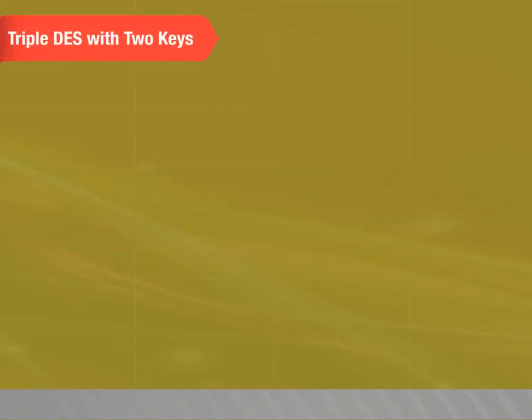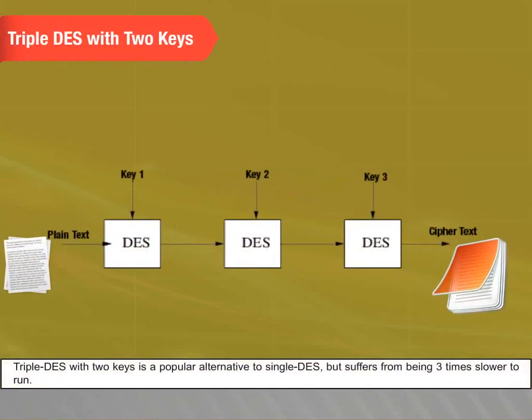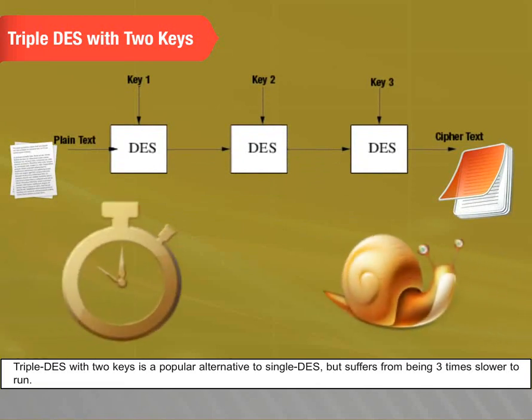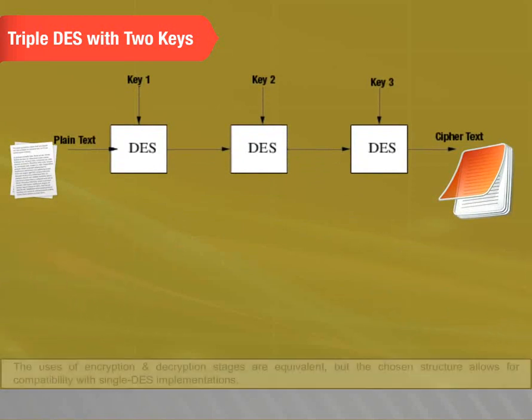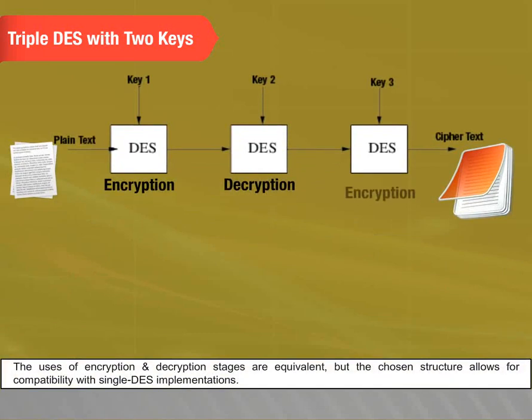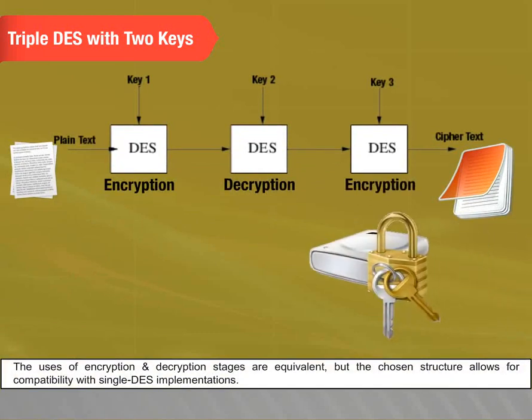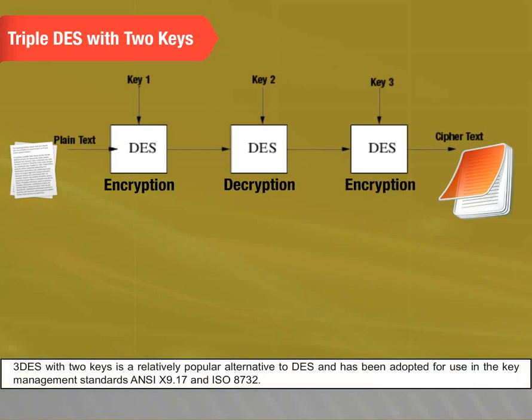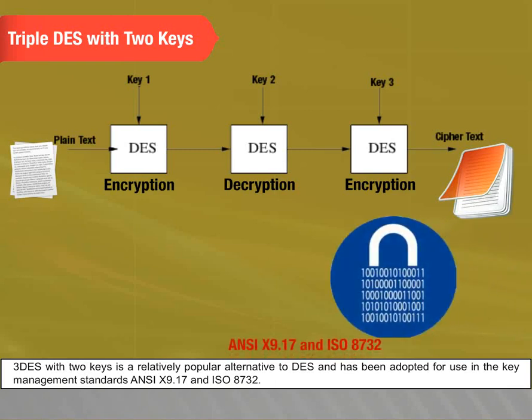Triple DES with two keys. Triple DES with two keys is a popular alternative to single DES, but suffers from being 3 times slower to run. The uses of encryption and decryption stages are equivalent, but the chosen structure allows for compatibility with single DES implementations. 3DES with two keys is a relatively popular alternative to DES and has been adopted for use in the key management standards ANSI X9.17 and ISO 8732.